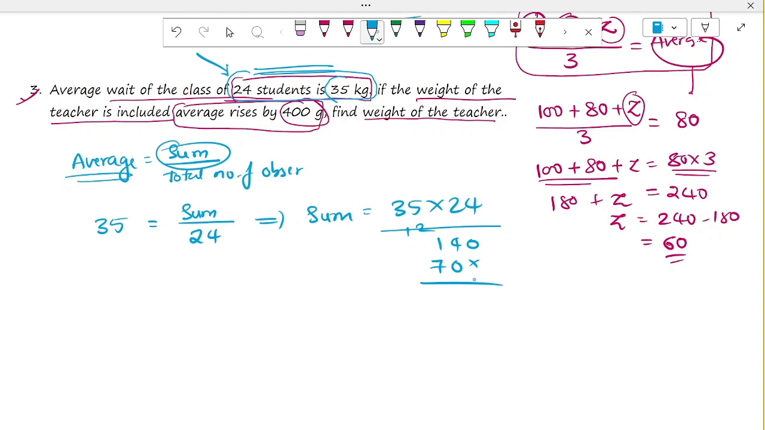So is it correct? I want you to solve the questions. Okay. We'll just see whether it is correct or not. You have solved this. Anybody answer?